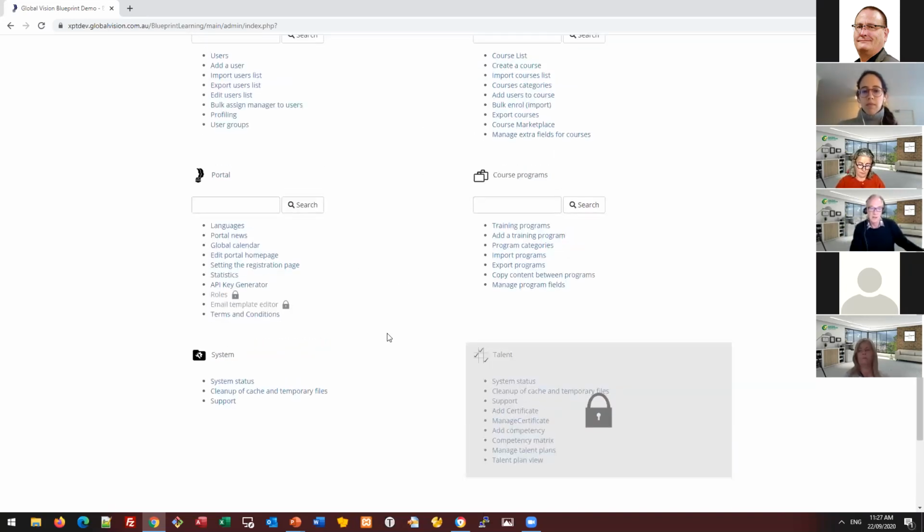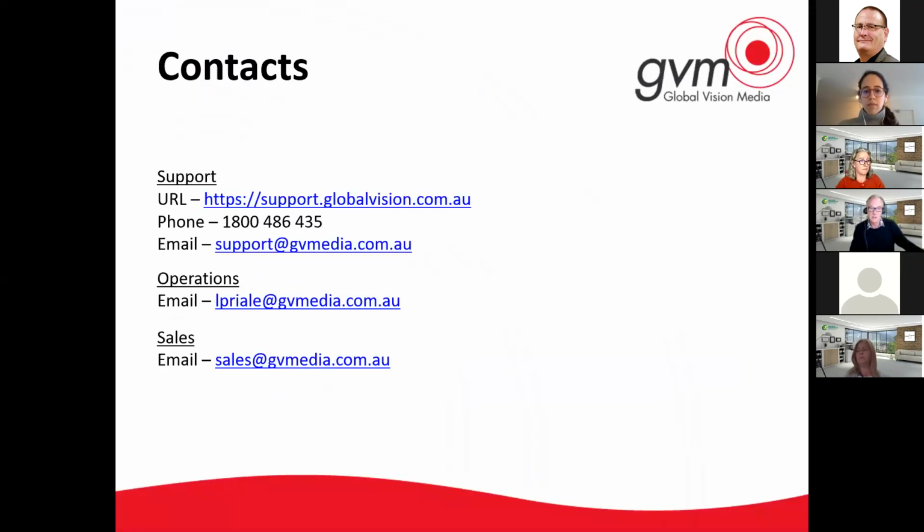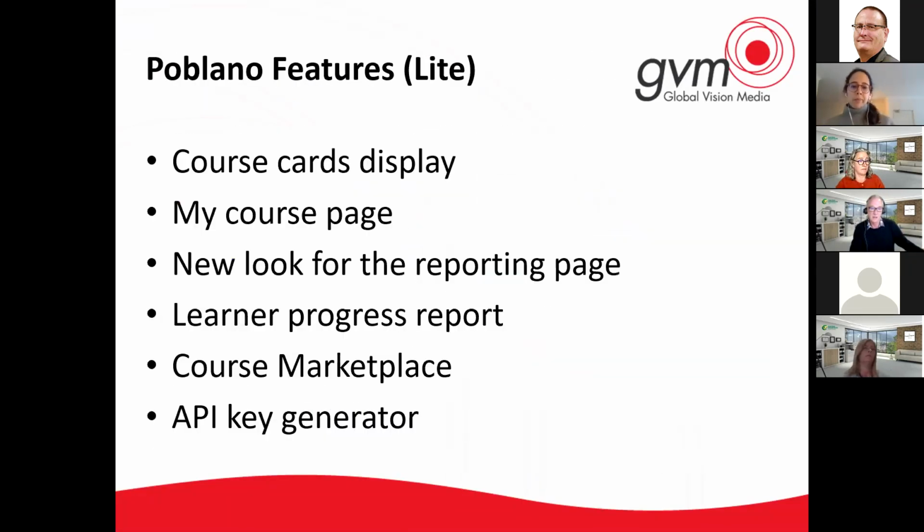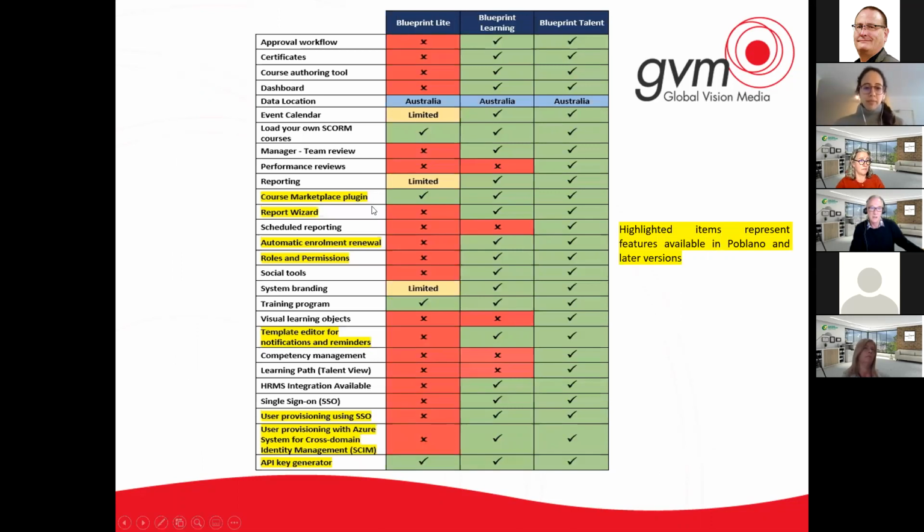So the matrix, if I go back to the matrix again, the matrix tells you what features are available. For example, approval workflow is available in Blueprint Learning and Talent, not in Lite. Certificates as well. The course authoring tool, the built-in one. Dashboards, which will have charts and graphs, are also available in the Learning and Talent versions. Your data is located in Australia, so that's the same across all editions.